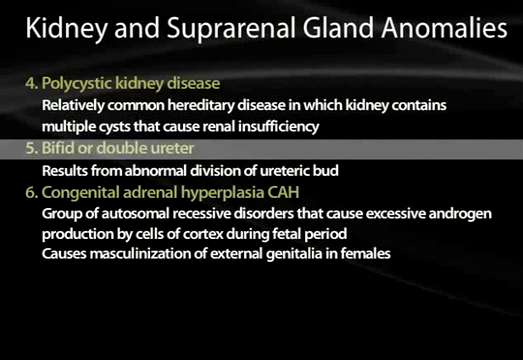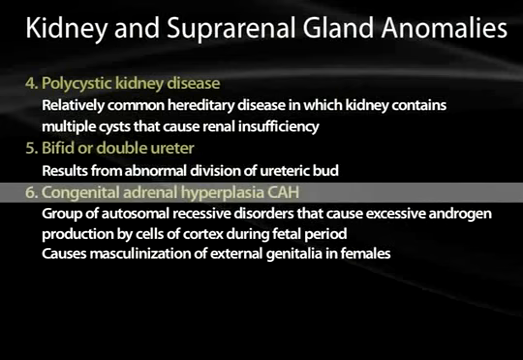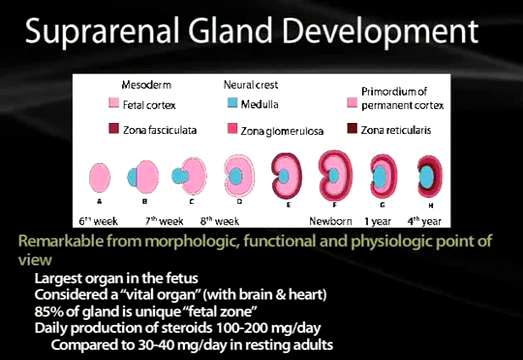Any time that you see genitalia that are indistinct, you automatically have to assume congenital adrenal hyperplasia until proven otherwise. In a male, this is going to have fairly normal looking genitalia, but in a female, their genitalia tends to be masculinized. Look at the development of one of the more important organs in the embryo.